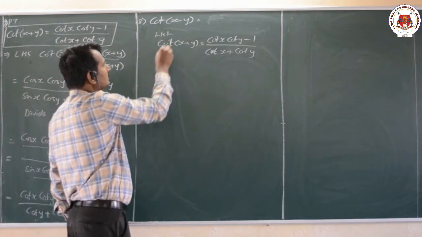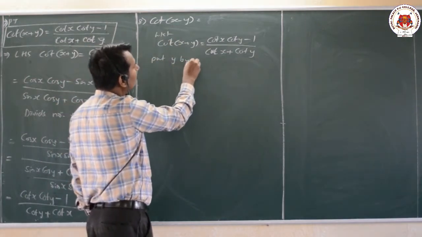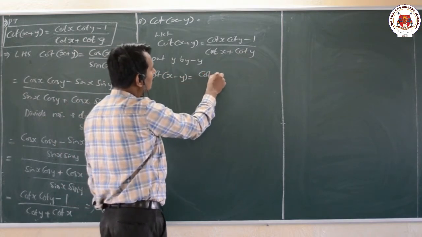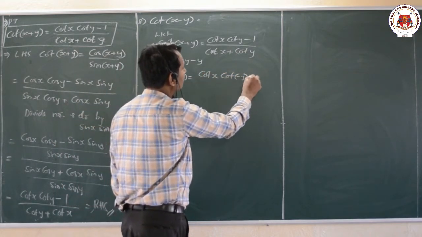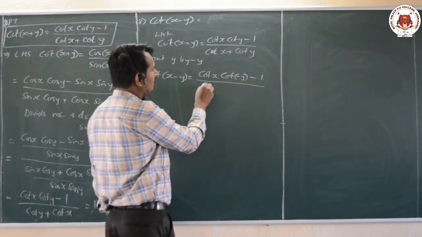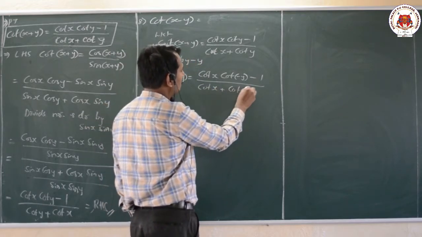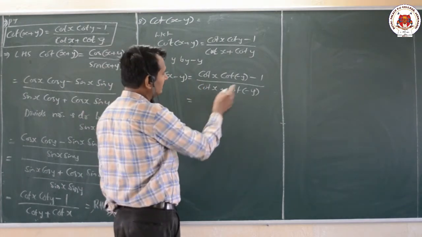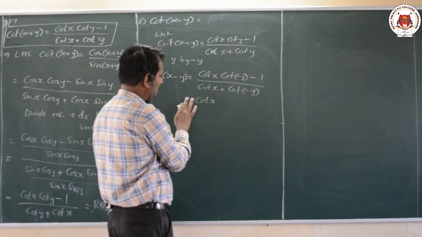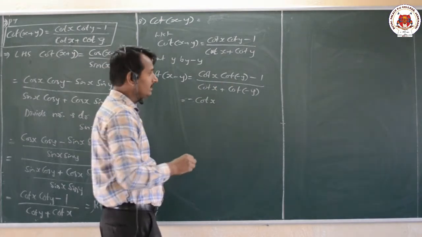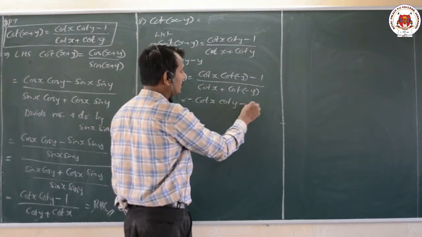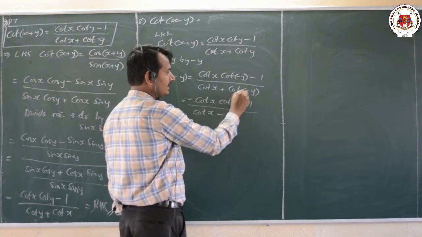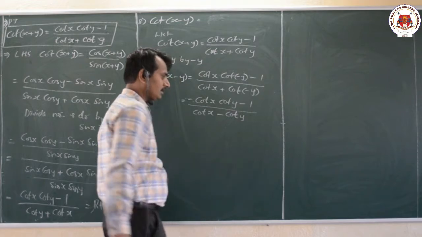Now put y as minus y, that is cot of x minus y equals cot x into cot of minus y minus 1 whole divided by cot x plus cot of minus y. Now here cot of minus theta is nothing but minus cot theta. So what we get is cot x cot y minus 1 whole divided by cot x minus of cot y.